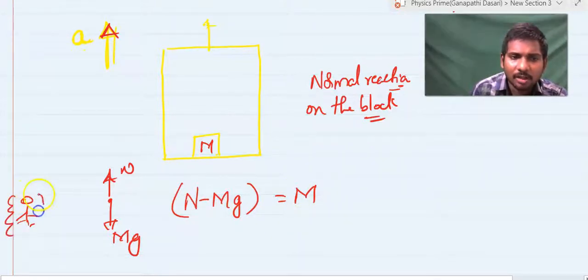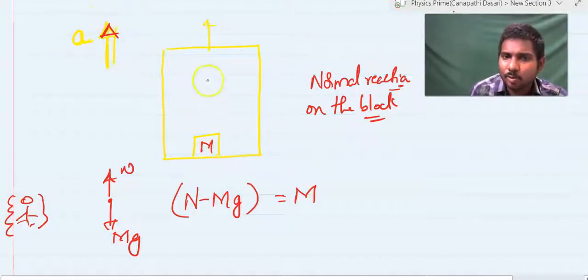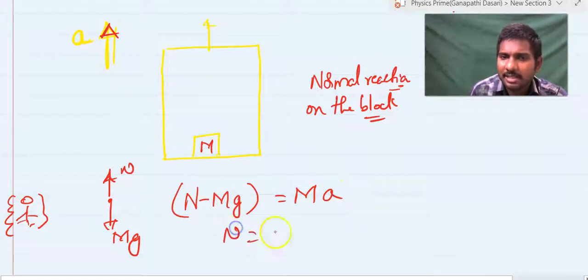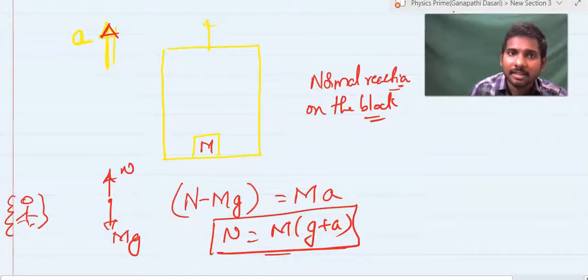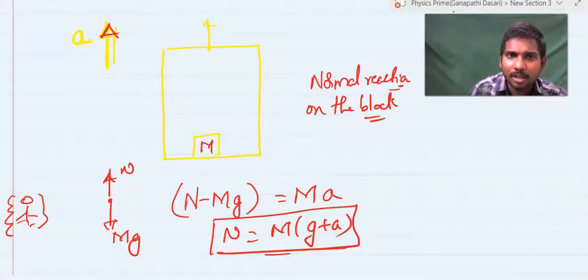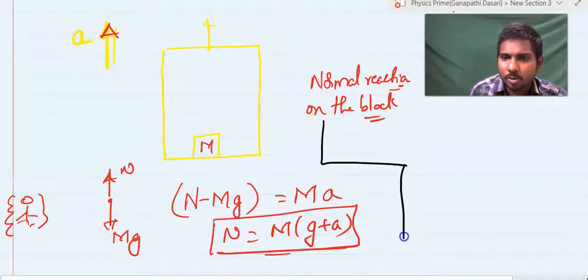From the ground, the acceleration of the block is what? It is the acceleration of the elevator. The block is moving upwards with the acceleration of the elevator, that is ma. So N is equal to m into (g plus a). This is the answer we need to get. But for the same situation, I'll solve the problem by using pseudo force.